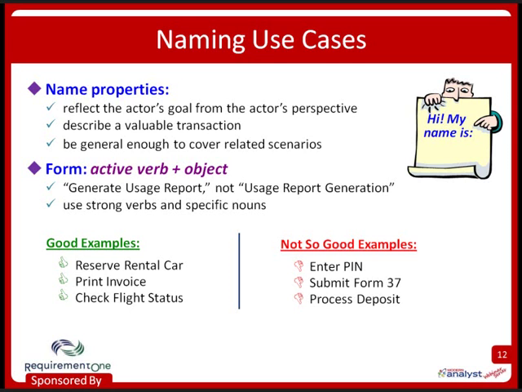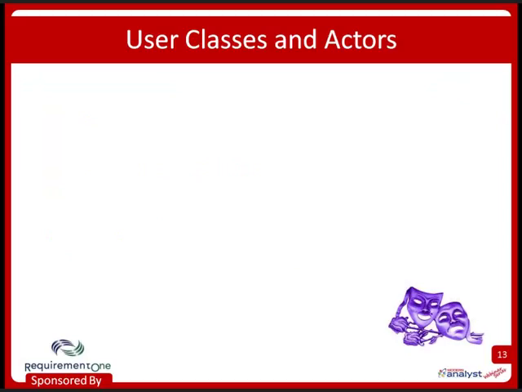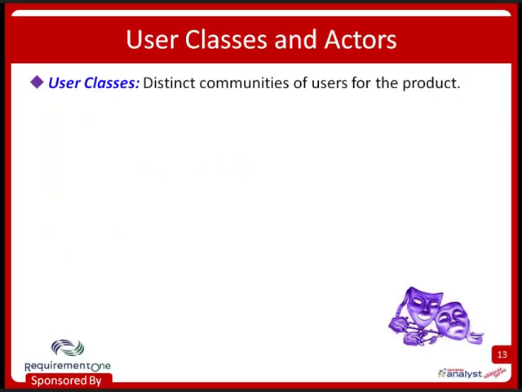Process deposit. That's kind of interesting. What exactly does process mean? And that name is a little clumsy for another reason, because both process and deposit could be either verbs or nouns, so it can be kind of confusing to know exactly what that one means. So this idea of naming use cases by always starting with a verb is an important convention. Let's talk about user classes and actors.